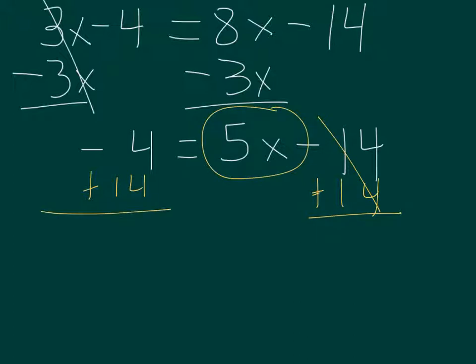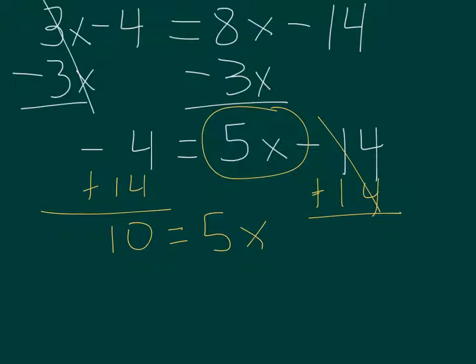Now I need to be careful. I have negative 4 plus 14. I see that I have one negative and one positive, so I know when I have a negative and a positive that I subtract. 14 minus 4 is 10. And I need to see, are there more good guys or bad guys? There are more good guys, so it's a positive 10. And I'm left with 10 equals 5x.